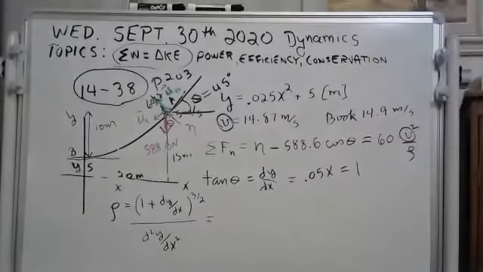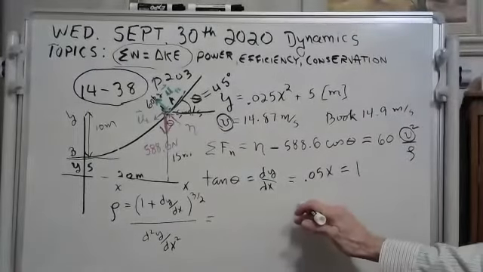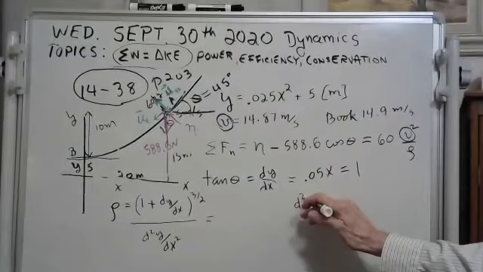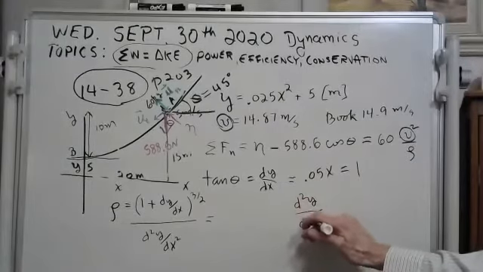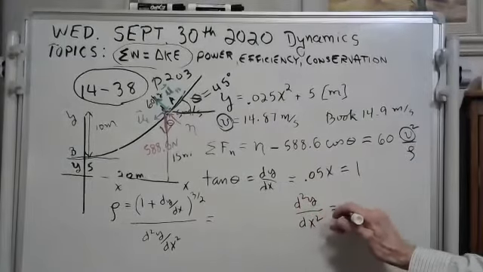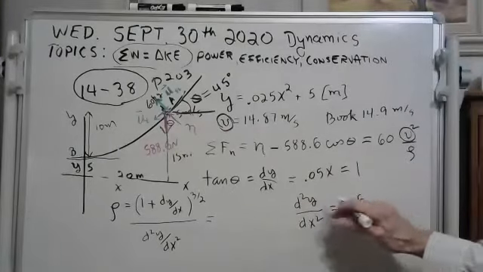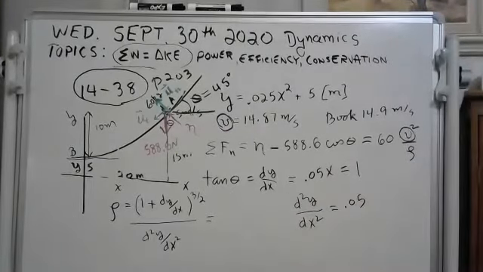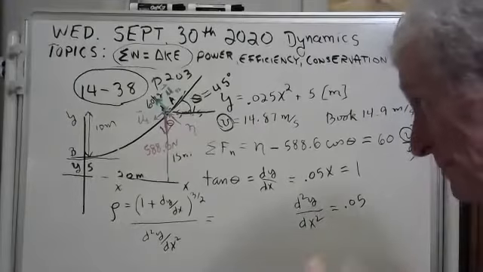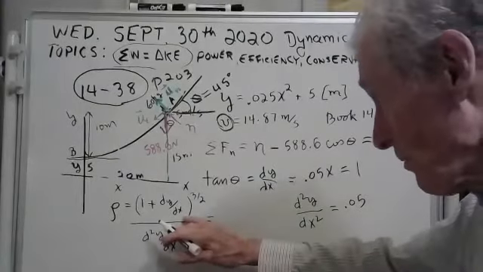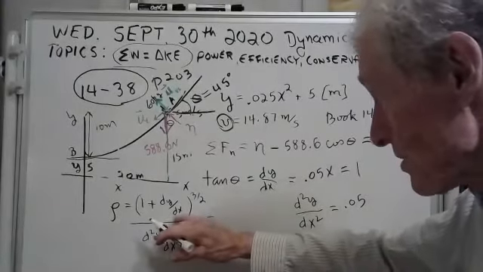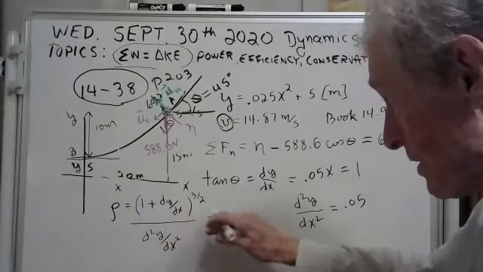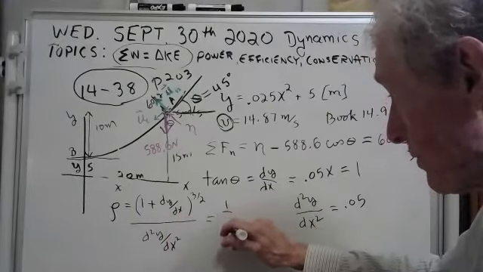Uh-oh, I need the second derivative. Well, I can get it. The second derivative, that'd just be 0.05, wouldn't it? Can you see that? 0.05. dy/dx is 0. The theta is 0 down there. It's just flat. So you just have 1 over 0.05.